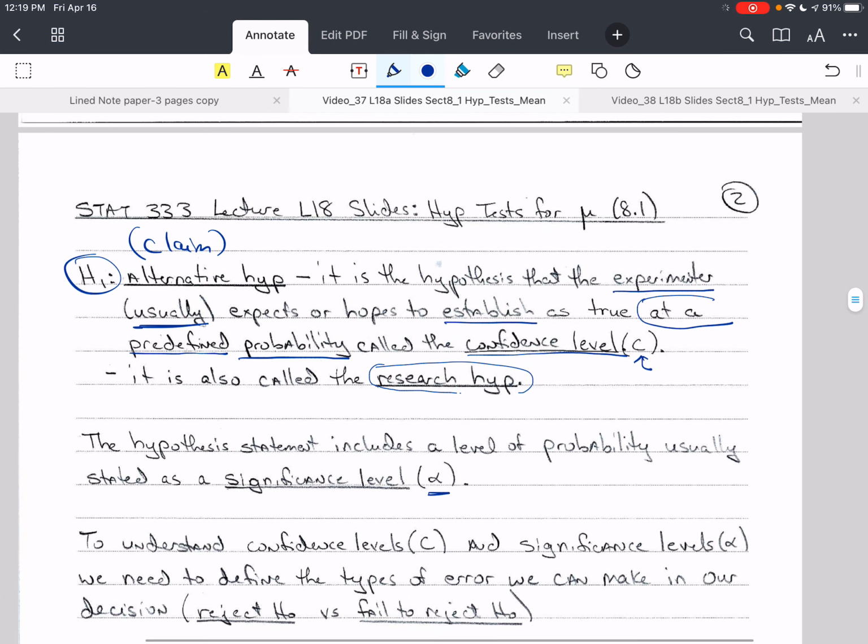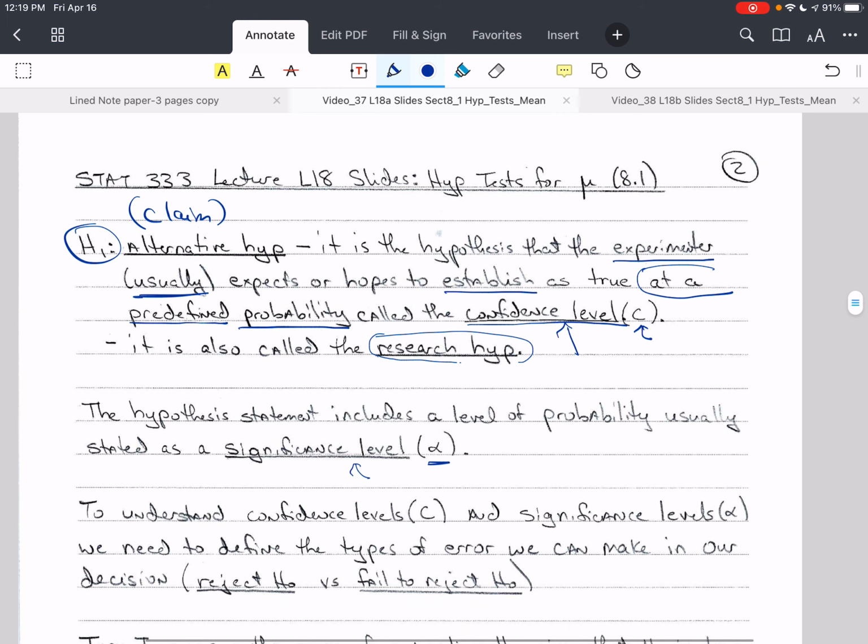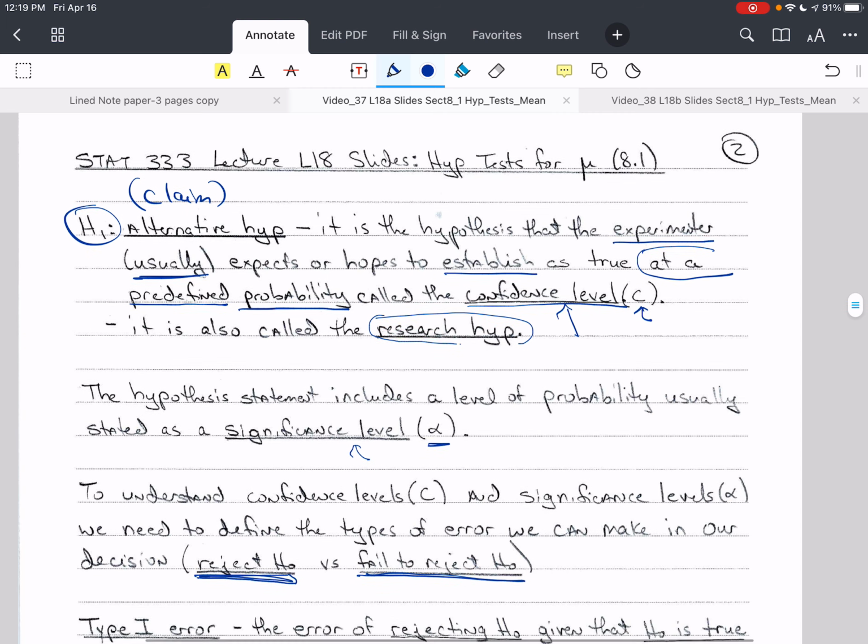And in order to understand our confidence levels and significance levels, so I've mentioned confidence level C and significance level alpha, we need to define the types of error that we can make in our decision. And our decision is going to either be reject the null hypothesis, reject H naught, or we're going to fail to reject H naught. Now, some people will say accept H naught. The way it's written in here, I would never say accept H naught because that, again, is very misleading. We don't believe H naught is true. We say that it could be true. We would accept that it's true over the alternative, but not that we believe the null hypothesis is true.